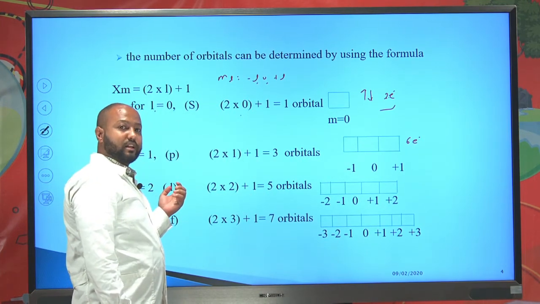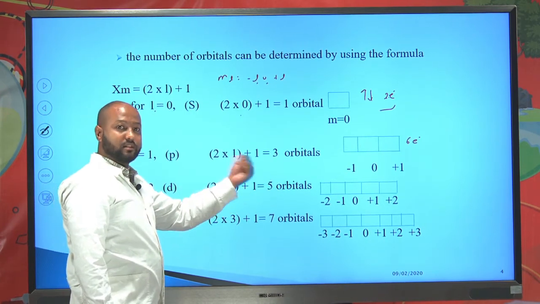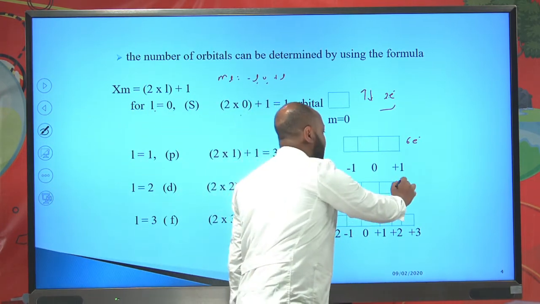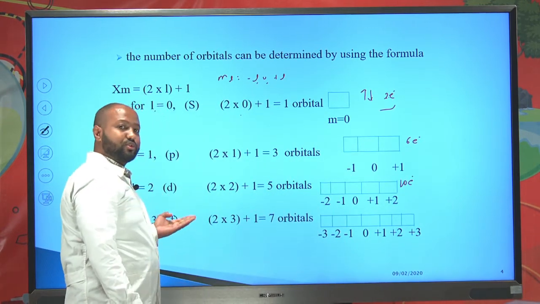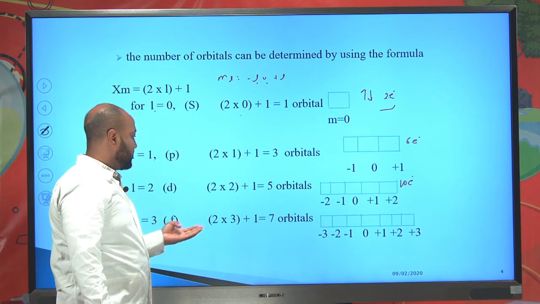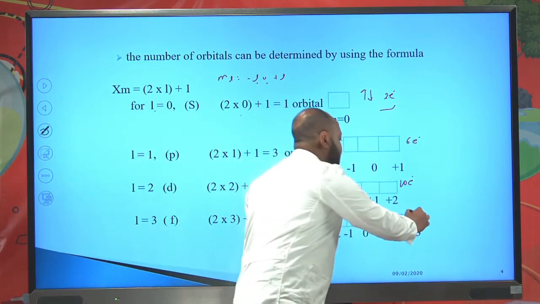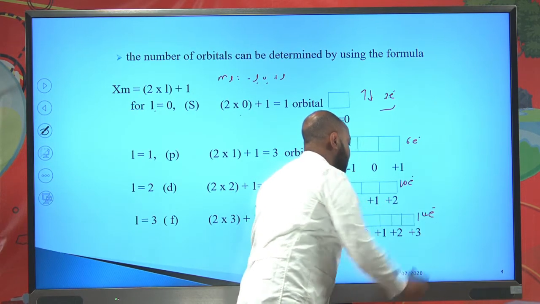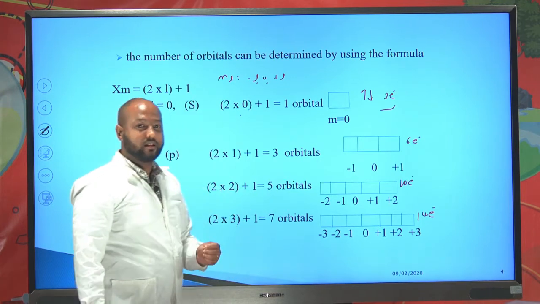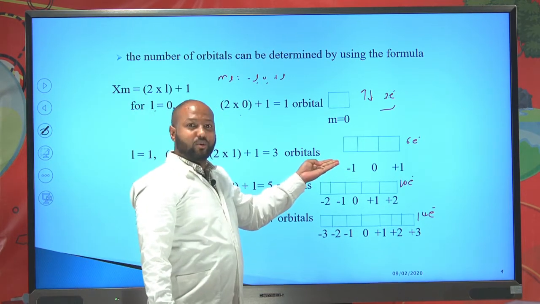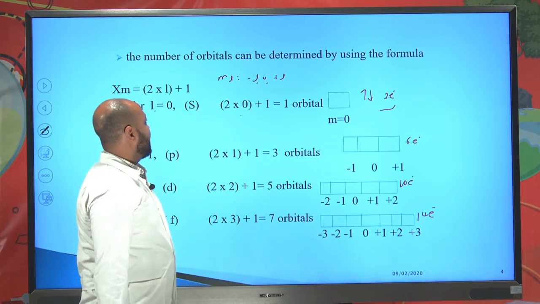L value 2 means the D subshell, with 5 orbitals and a maximum of 10 electrons. L value 3 means the F subshell, with a maximum of 7 orbitals. It can have a maximum of 14 electrons. The values minus 1, 0, and plus 1 are the magnetic quantum number, ML, which tells us the orientation of an electron.